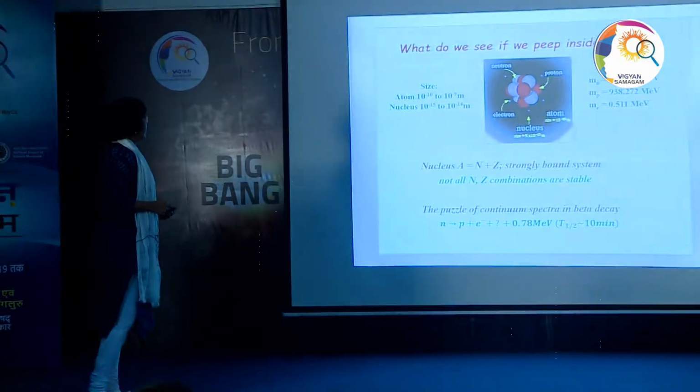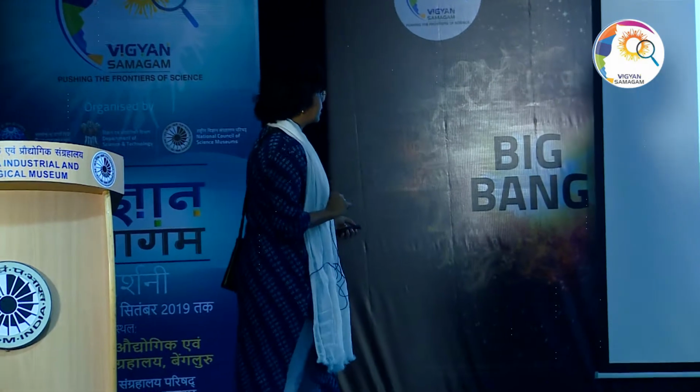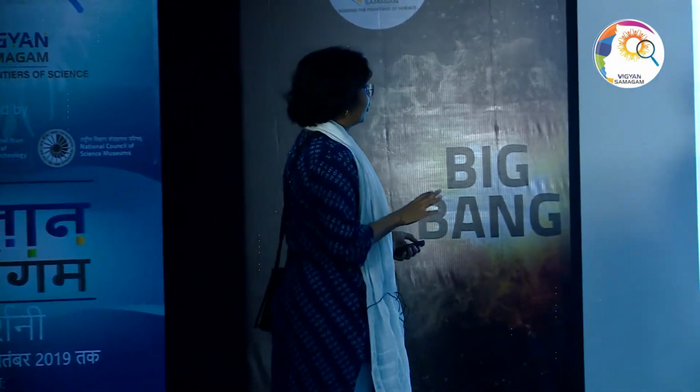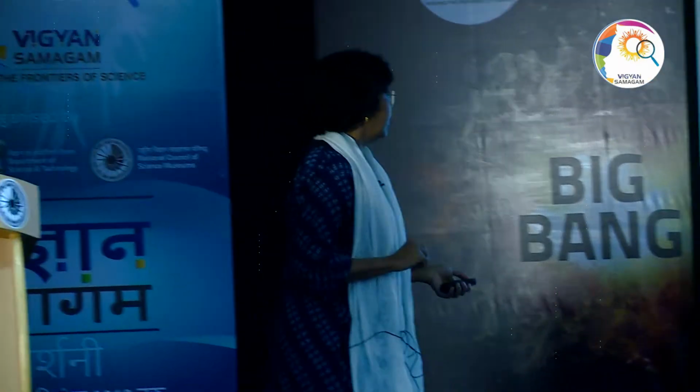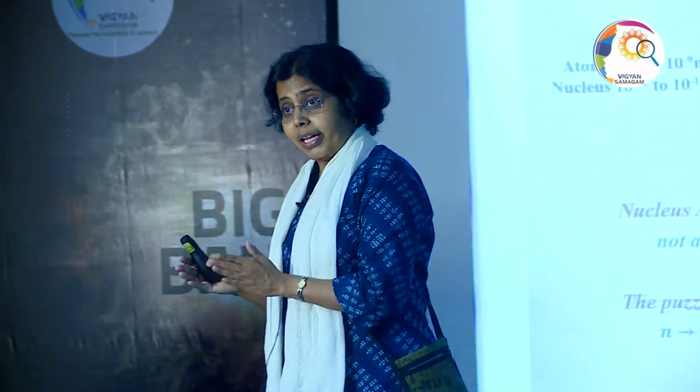So just to summarize what I said so far, if I peep inside the atom, I have a nucleus concentrated sitting there, which is made of neutrons and protons, and I have electrons outside. So now the next question is, since the nucleus is strongly bound there, why don't I have all possible combinations of neutrons and protons? I have hydrogen, which is the simplest nucleus, with one proton. But I also make something called heavy hydrogen, deuteron, which has one proton and one neutron. I have helium, which is the next element.